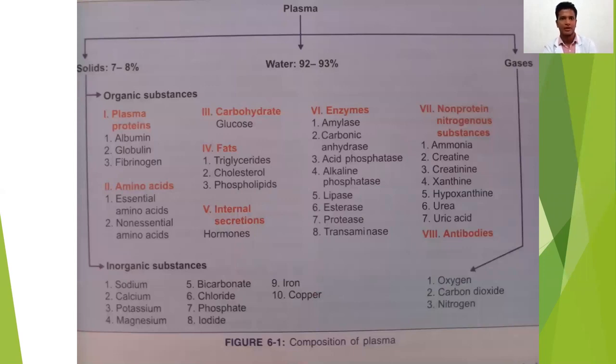This is the composition of the plasma, which is composed of solids of 7 to 8%, water of 92 to 93%, and gas. In solids, organic substances and inorganic substances are present. In organic, plasma proteins, amino acids, carbohydrates, fats, internal secretions, enzymes, non-protein nitrogenous substances, and antibodies are present. In inorganic substances, sodium, calcium, potassium, magnesium, bicarbonate, fluoride, phosphate, iodide, iron, copper are present. In gas content, oxygen, carbon dioxide, and nitrogen are present.